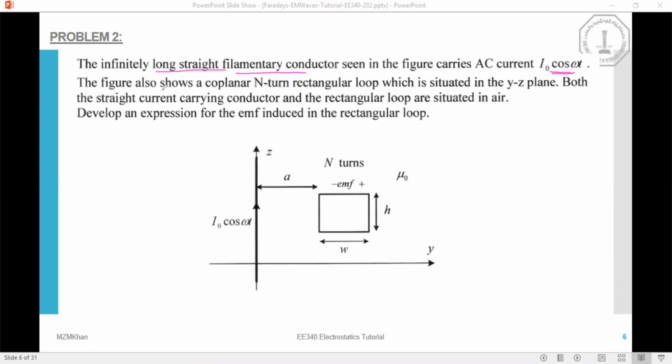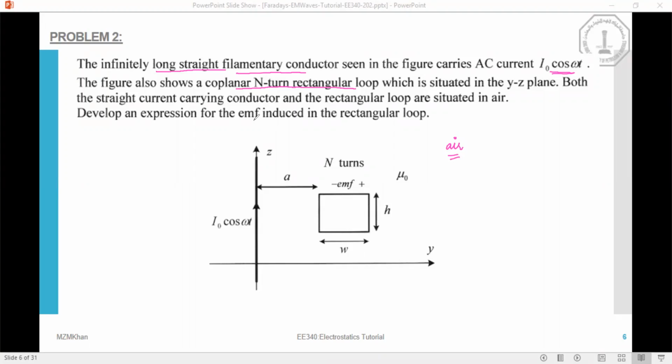And the figure also shows a coplanar n-turn rectangular loop. That means both are in the same plane, that's why it is coplanar. And this is my rectangular loop, which is made up of any wire, and it has n turns. It is situated in the YZ plane. Both the straight current-carrying conductor and the rectangular loop are situated in air, so our medium is air.